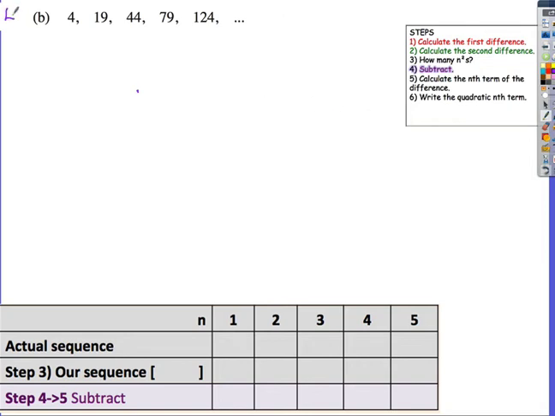Question 4b. Again, let's take a look and see what kind of sequence this is. Work out the first difference. First diff. And when we do this, this is 15, 25.